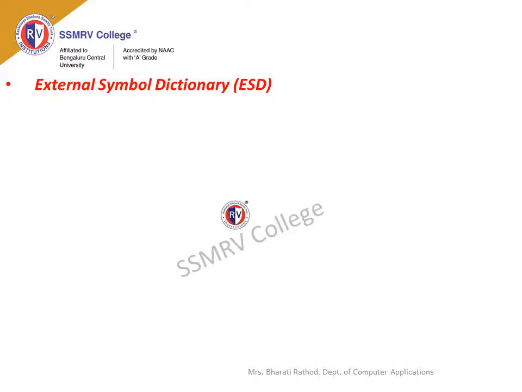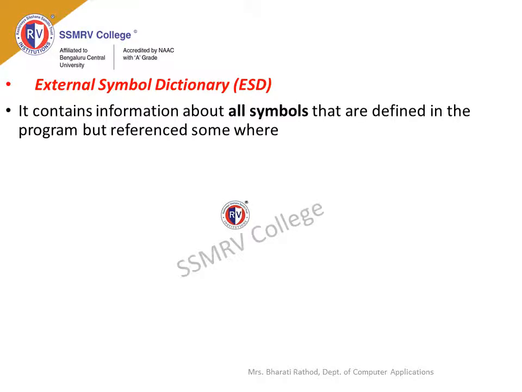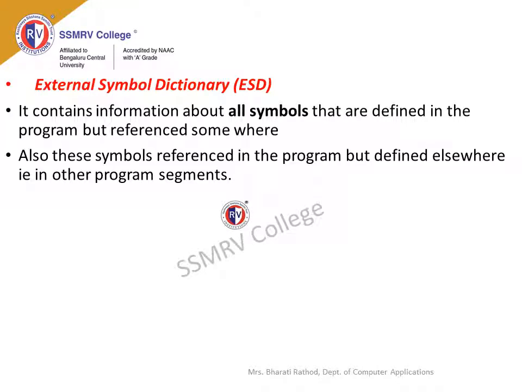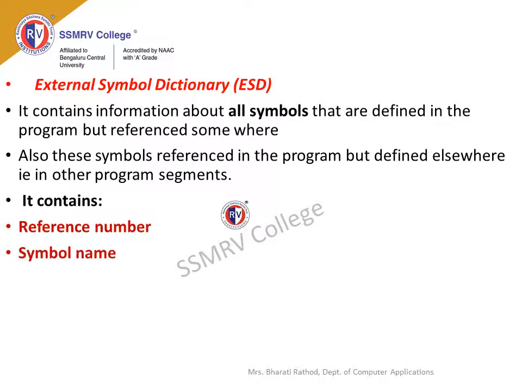External Symbol Dictionary, ESD. It contains information about all symbols that are defined in the program but may be referenced elsewhere. Also, it covers symbols referenced in the program but defined elsewhere, that is, in other program segments. It contains the reference number, symbol name, type of the instruction, relative location, and length.